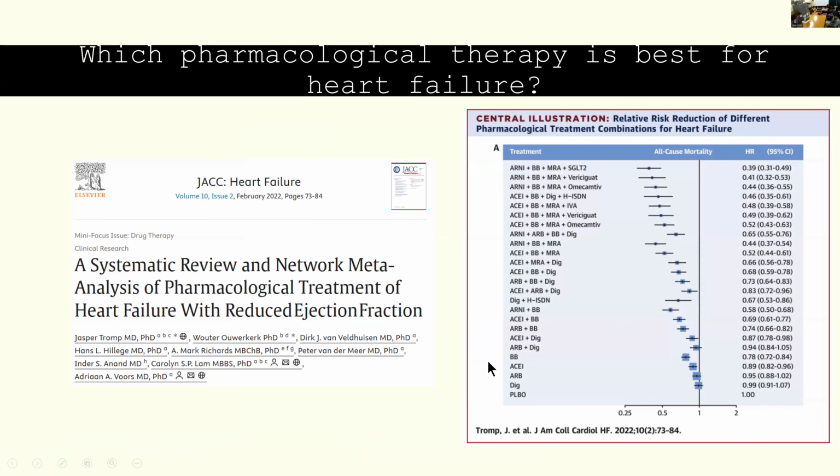Now, suppose you have a question for heart failure: which is the best pharmacological therapy? There are so many therapies available. They're all listed down here. But how do you know which of them is the best? You need to compare one intervention with another intervention with another intervention.